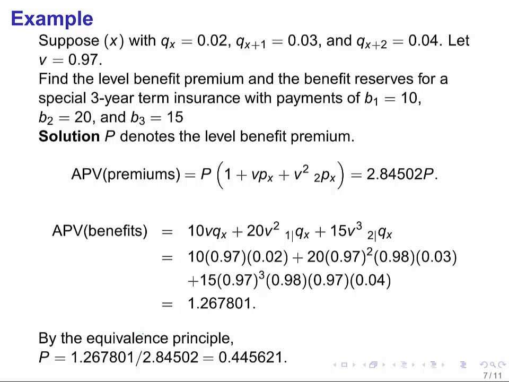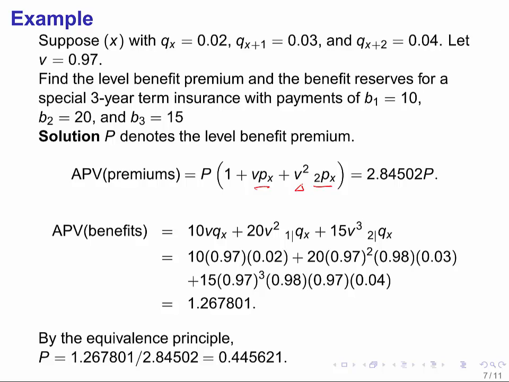Then the actuarial present value of future premiums will be just $1 at time 0. That's certain. $1 at time 1 if the policyholder is alive, so that happens with probability P. And $1 at time 2 if the policyholder is alive at time 2, so that probability is the 2-year survival probability, and the present value of $1 is V squared. And add all these three terms together. That's the APV here. And this is the so-called current payment technique formula.